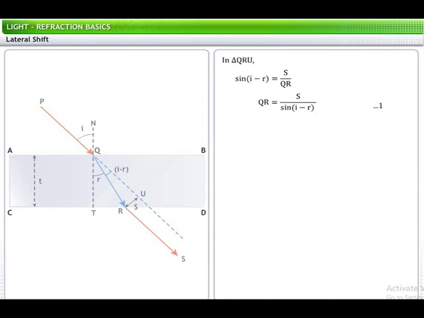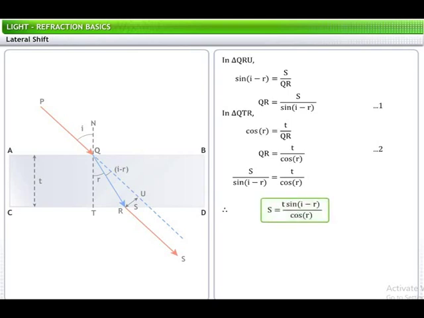Now consider the right triangle QTR. In this triangle, cosine of r is equal to the ratio of QT to QR, which is equal to the ratio of thickness T of the slab to QR. Thus, QR is equal to the ratio of T to cosine of r. This gives you equation 2. From equations 1 and 2, we get the lateral shift in the slab as S is equal to T multiplied by sine (i minus r) divided by cos r.